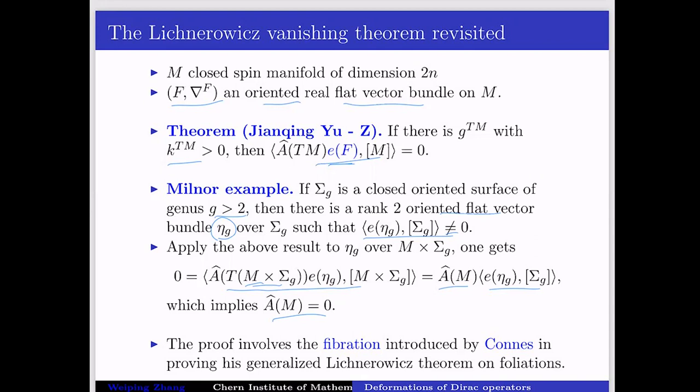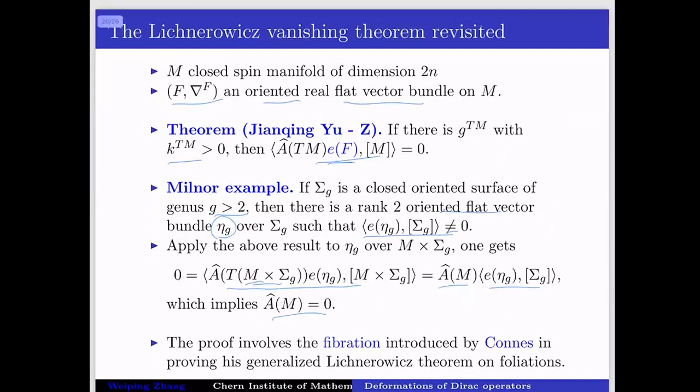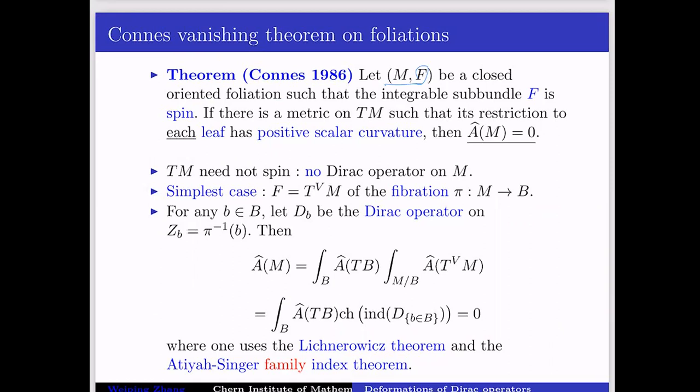But the proof is highly non-trivial because, as we have seen, there's an extra term which is hard to eliminate. Indeed, we do this by using the Connes fibration that Alain Connes introduced in his generalized Atiyah theorem on foliations. So let me recall the Connes theorem. It says that if you have a foliation, F, an integrable subbundle of the tangent bundle, and F is spin, and there is a metric on the manifold such that restricted to each leaf it has positive scalar curvature, we can write this as the leafwise scalar curvature being positive, then the A-hat genus equals zero.